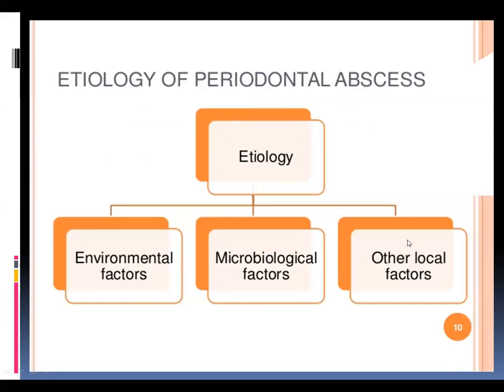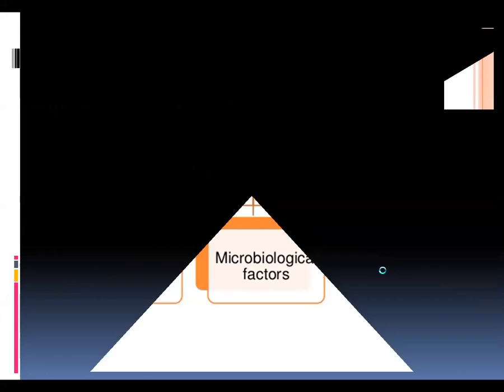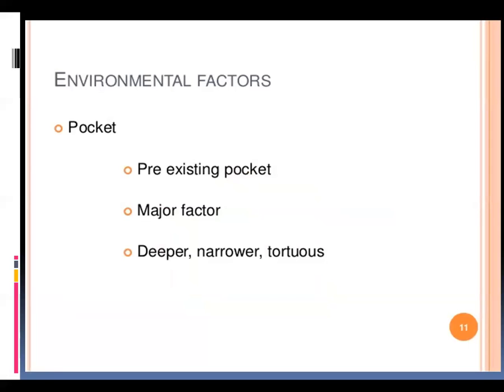What is the etiology of a periodontal abscess? The etiology is categorized into three factors: the environmental factors, microbiological factors, and other local factors. The environmental factors, first, is the pocket. A pre-existing pocket is a major factor. When a deeper, narrower, tortuous type of pocket is present, there are more chances of abscess involvement.